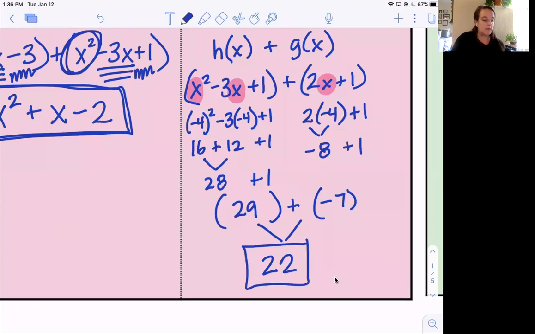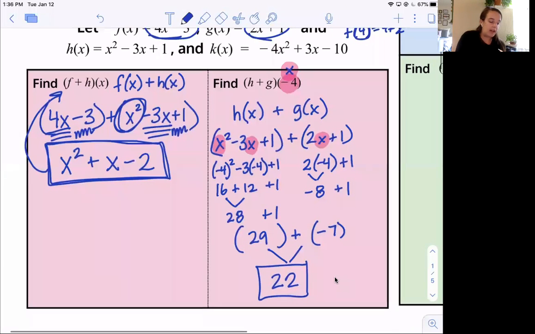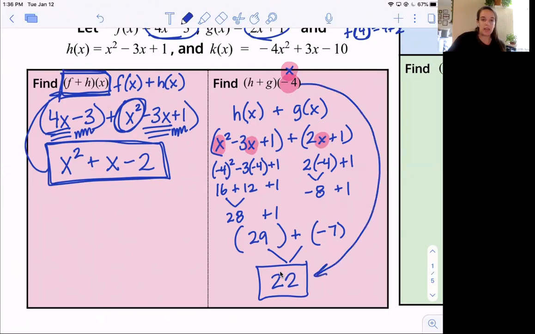So when we have just f of x, when we have the x at the end, that means our answer is going to have x's in it. When we have the number at the end, we do that second step where we plug it in and find a single number as our answer. So if x is at the end, we get x in our answer. If a number at the end, we get a number as our answer.